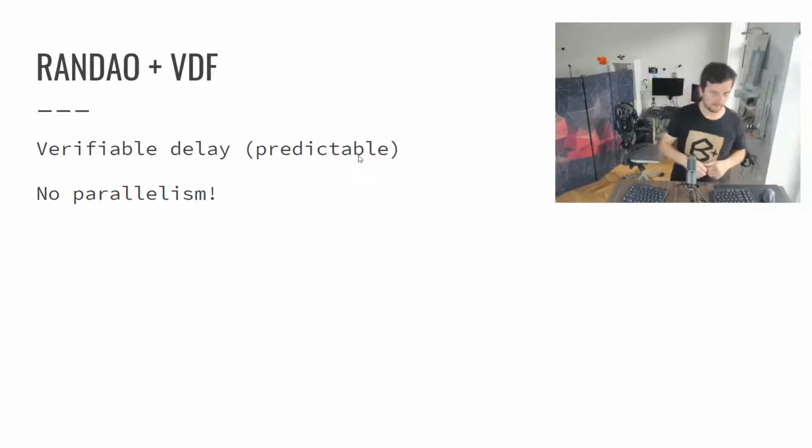With VDF. VDF is a verifiable delay function. That's just fancy speak for saying it's predictably long. It takes a predictably long time. It also means that it cannot be parallelized. In other words, you can't throw more computers at it, because even if you have 20 computers processing that problem, it still has absolutely no effect.